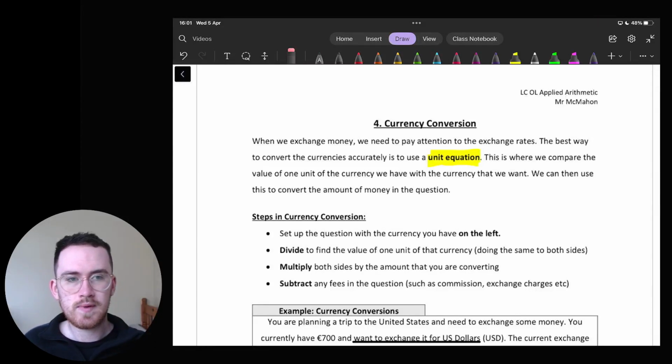So this will hopefully be a quick enough one on currency conversion. Looking at currency conversion, obviously we're converting between two different currencies, so euro, dollars, sterling, whatever it is, whatever's in the question. And we have a few steps we have to follow.